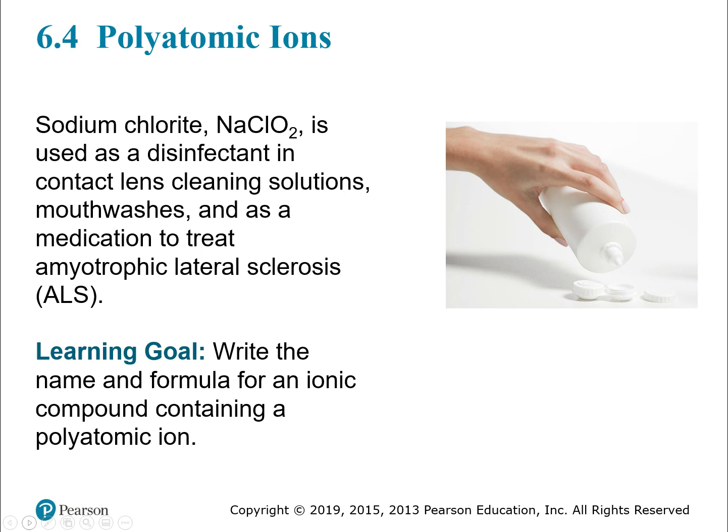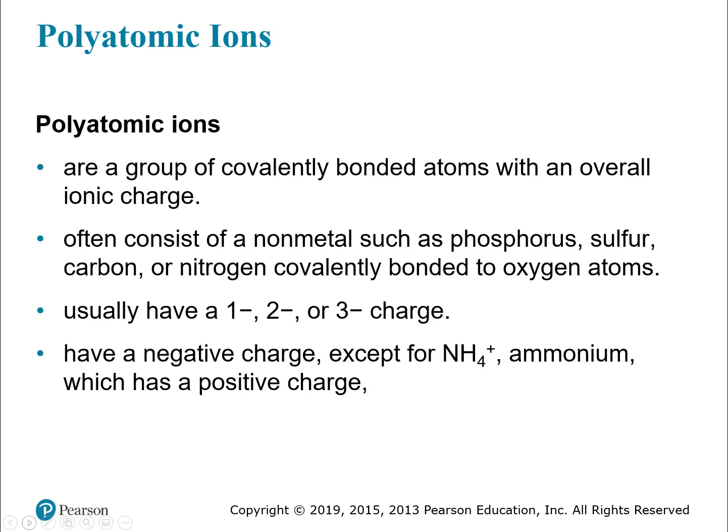We're not done with ions. So we've been talking about what's called monoatomic anions, which means that you've got one atom that has a negative charge. But you can have groups of atoms that are covalently bonded and have an overall charge. That's what a polyatomic ion is.